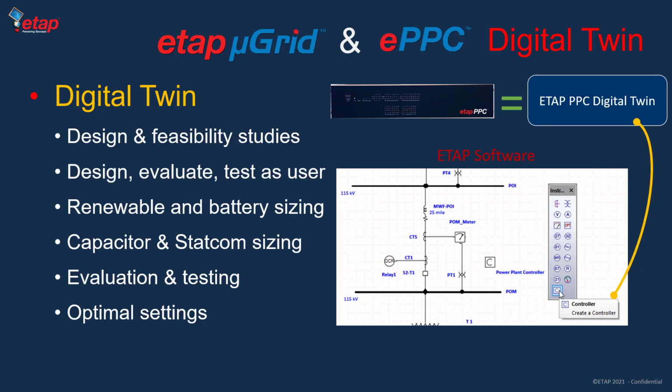As a user, we need to understand the capabilities of each of these components in the microgrid or the power plant. Also, we need to look at renewables, as I mentioned, solar, wind, hydro, and also look at the energy storage size, like battery sizing. It's important to be able to do battery sizing. This is all performed within the ETAP digital twin model. Also sizing the capacitors and the static compensators, performing evaluation and testing, and also looking at the optimal settings.